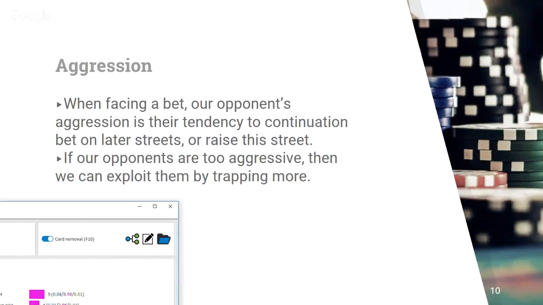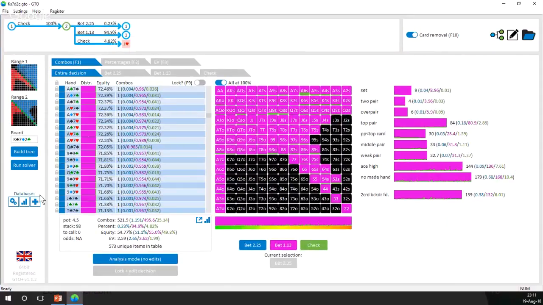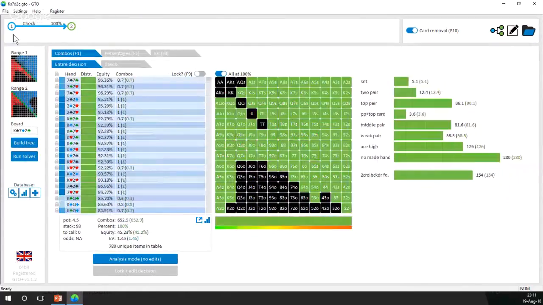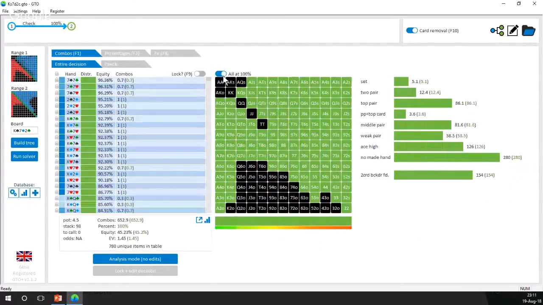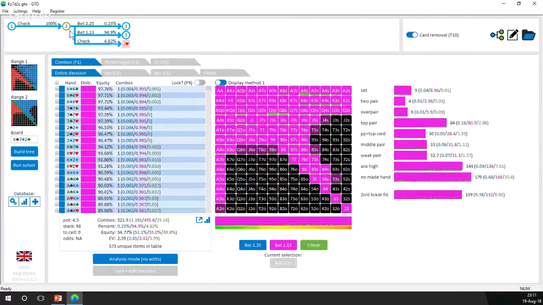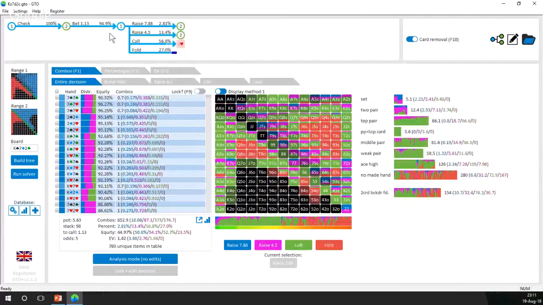All right, so let's have a look at this example. Going back to King 7-2 between the big blind and the button. This is a strategy for the button, and say we're in the big blind, right? So we have this range to start off with, and then they bet, right?